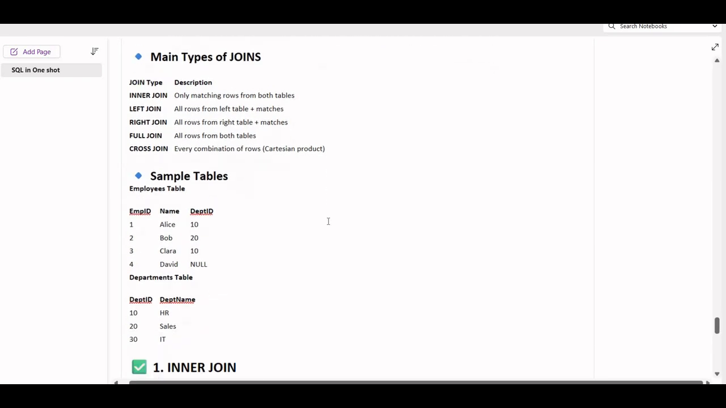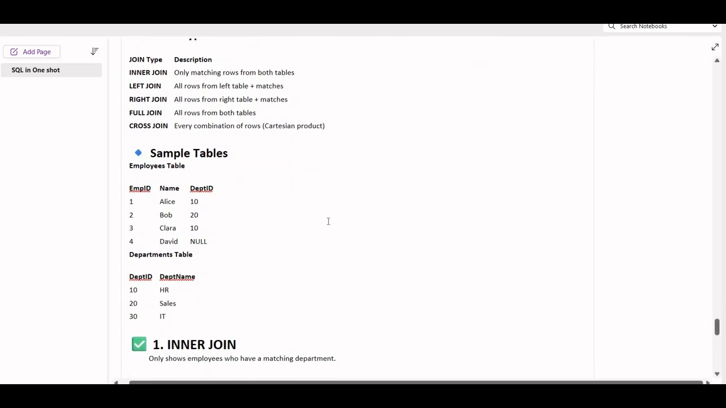So what are the main types of joins? There are many different types: inner join, left join, right join, full join and cross join. Inner join returns only the matching rows from both tables. Left join returns all the rows from the left table plus the matching rows from the right table. Right join returns all the rows from the right table plus the matching rows from the left table. Full join returns all the rows from both tables. Cross join means every combination of rows, like a Cartesian product, as you do in mathematics.